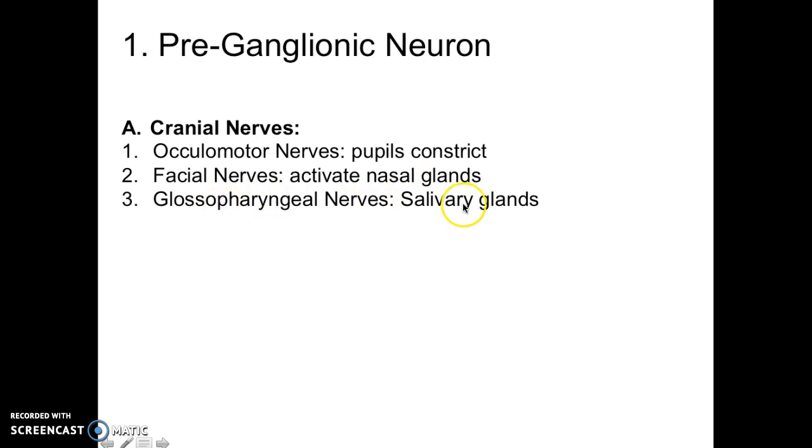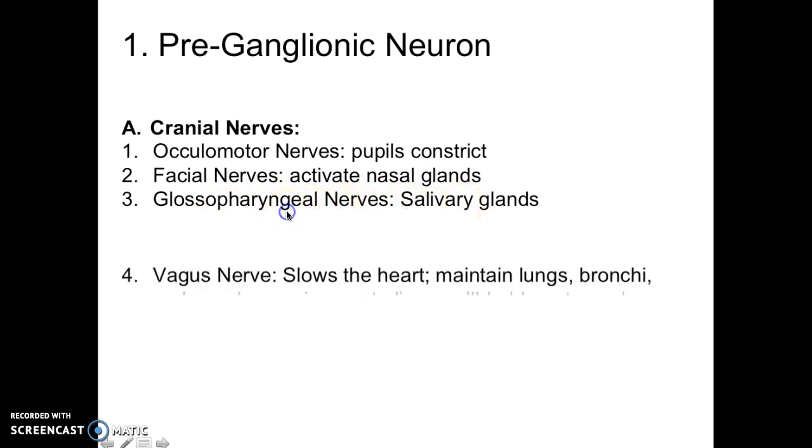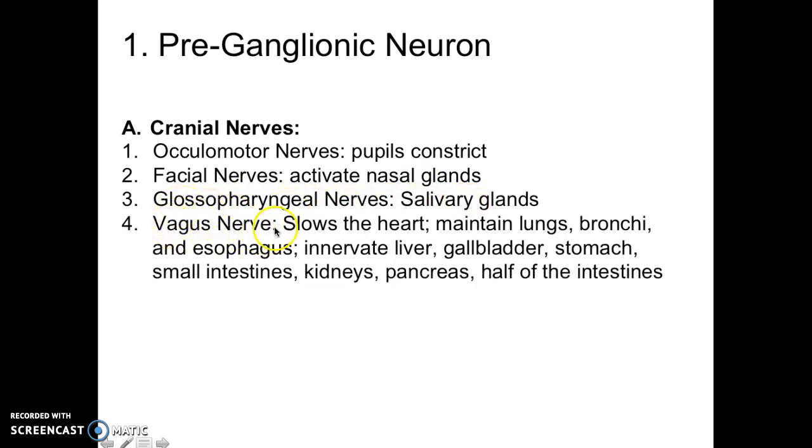Glossopharyngeal nerves, that's your salivary glands, it's activating those. And then you have your vagus nerve that slows the heart. Your vagus nerve controls all your internal organs. That's a very important one to remember. If I quiz you, I'm really going to quiz you on the vagus nerve.